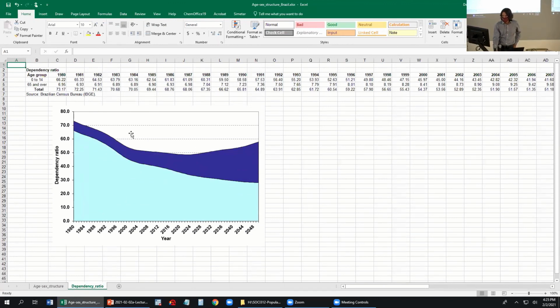And here, that's the window of opportunity that we saw in the previous graph. As we are around 2005 and 2025, you have the lowest levels of total dependency ratio. And you can collect the data and do it by yourself and generate these simple graphs in Excel that are really straightforward.